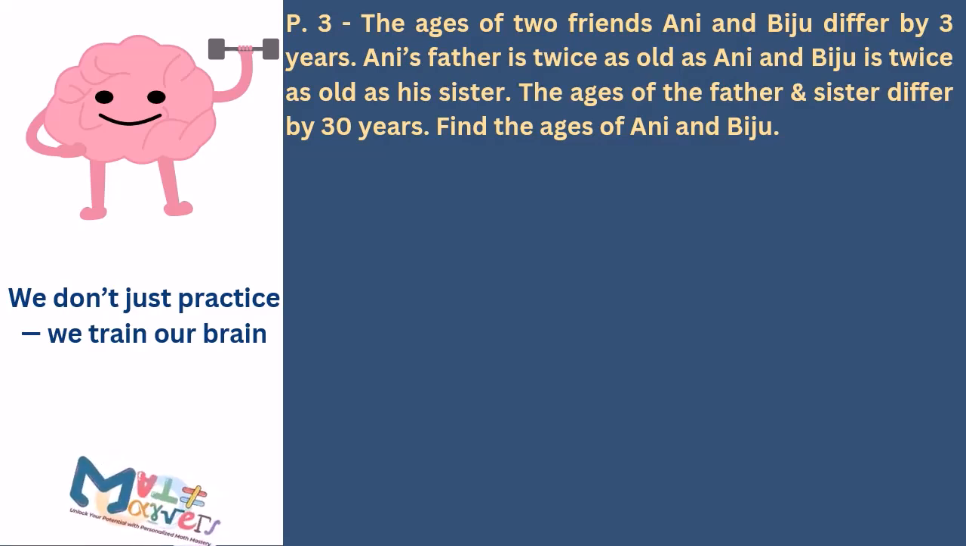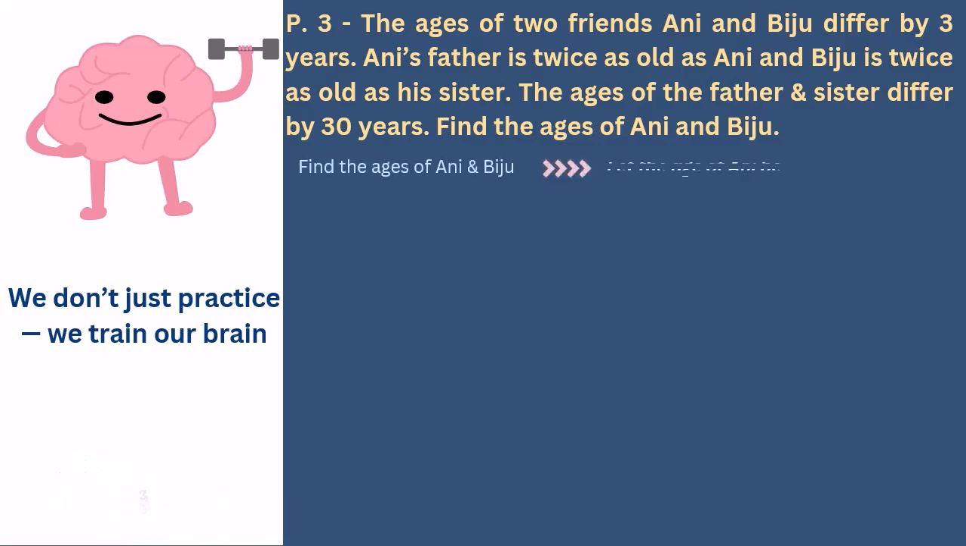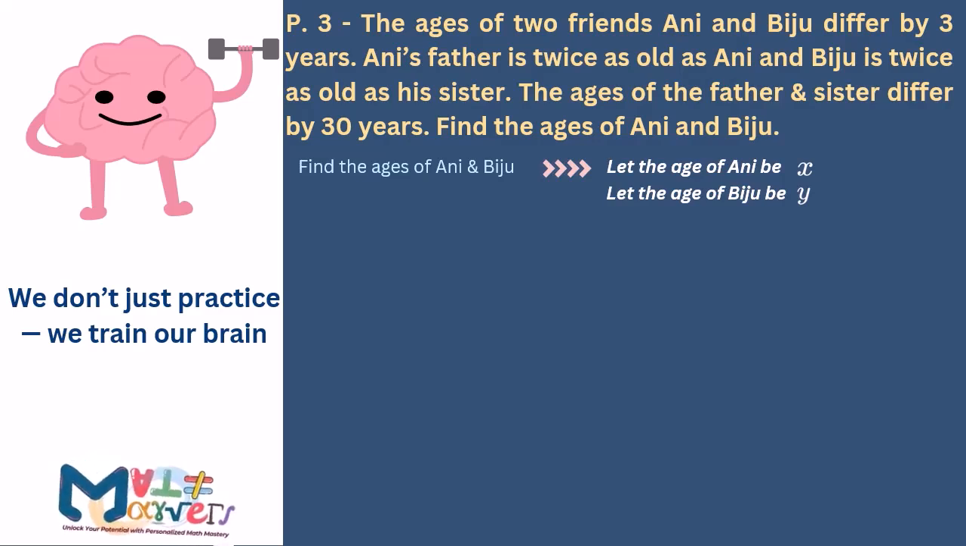Let's crack it with the S.C.A.N method. S. Study the situation. We have 4 people and all the relationships are connected through age. C. Choose variables. Let Ani's age be x. Let Biju's age be y. Why not the others? Because the question is only asking for Ani's and Biju's age. And since the problem mentions a difference in their ages, let's assume Ani is older than Biju.